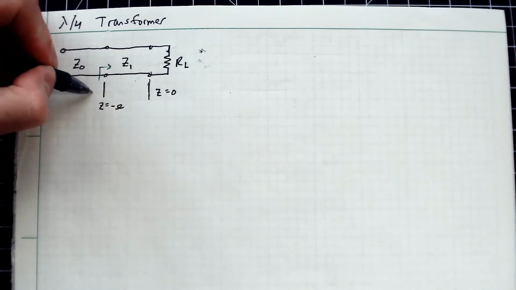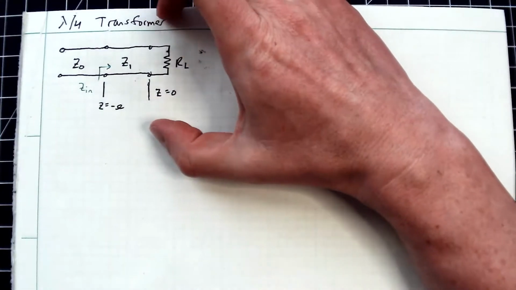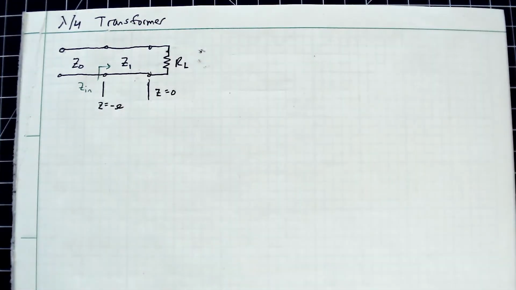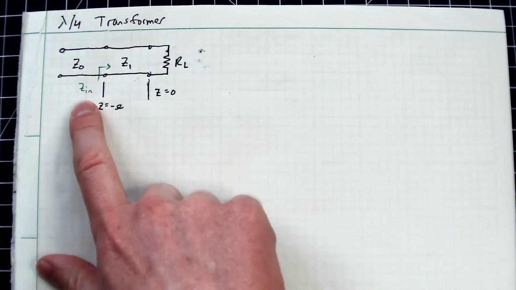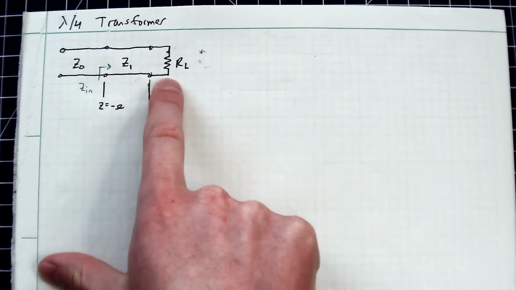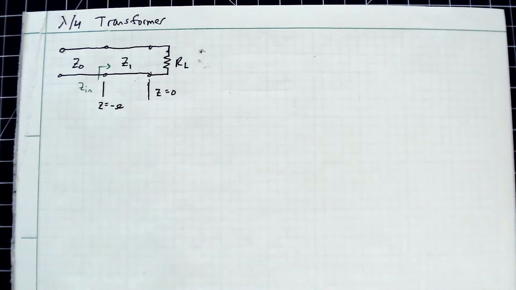So let's call that Z in. So this particular arrangement, you can do some interesting things if you set up your parameters correctly. So the way it works is, first things first, I'm just going to solve for this equivalent input impedance seen looking down this little length of transmission line to this real load here, R sub L.